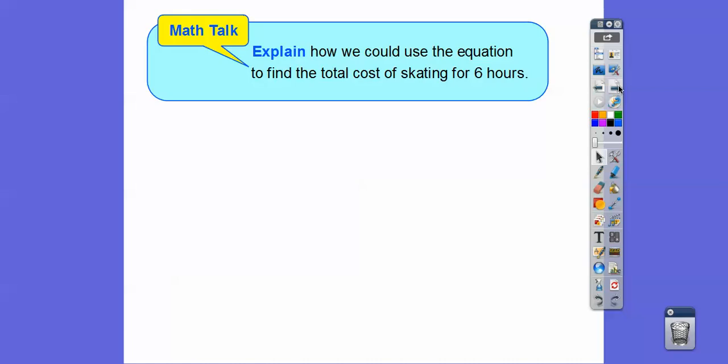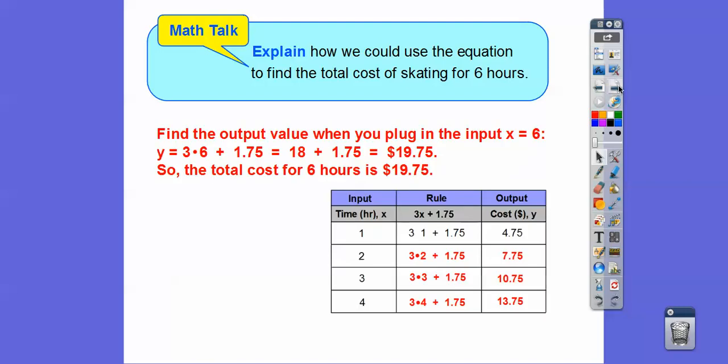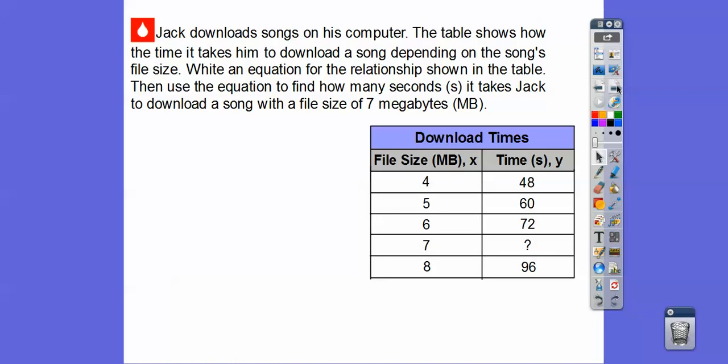Now explain how we could use the equation to find the total cost of skating for 6 hours. We can find the output value when we plug in x equals 6 for the input. So y equals 3 times 6, which is 18. 18 plus $1.75 is $19.75. So the total cost for skating 6 hours, that's a long time skating, is $19.75.